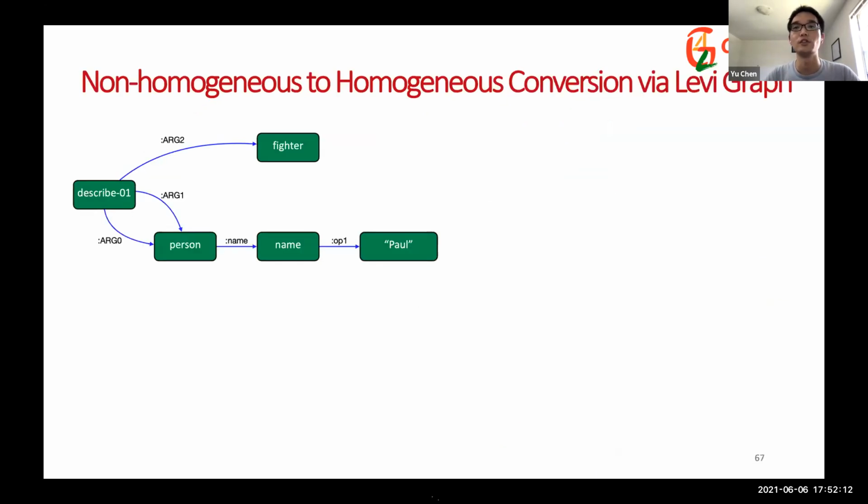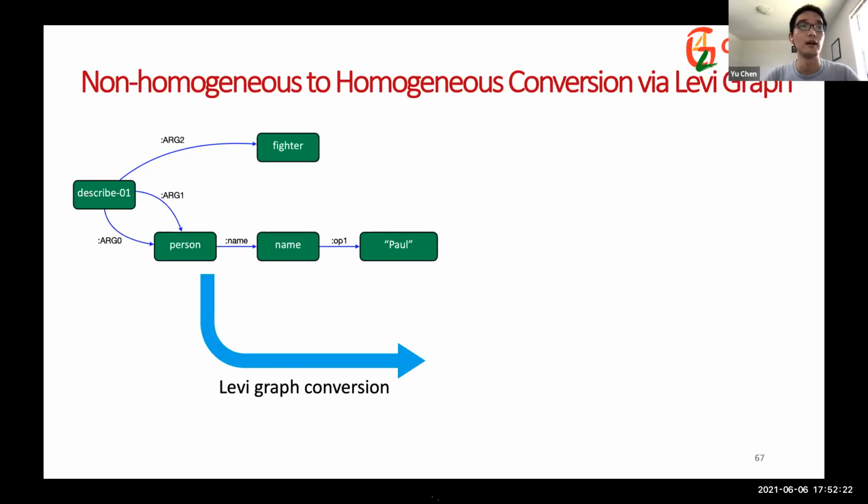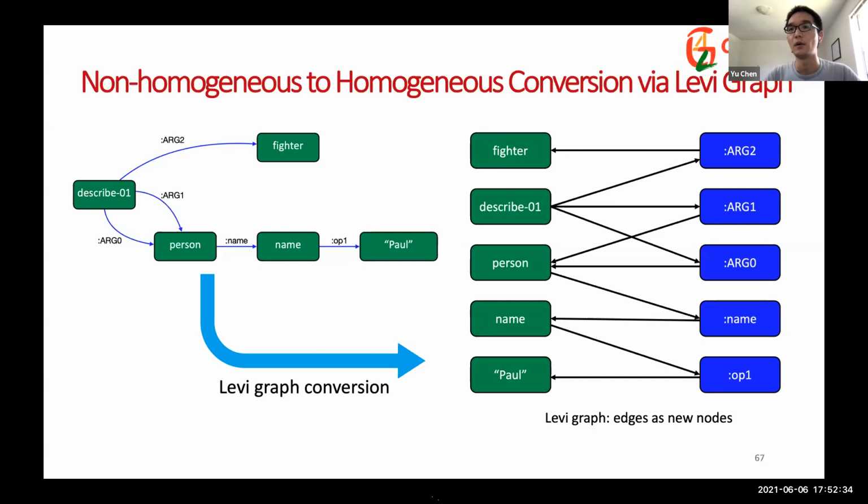Given a non-homogeneous graph which contains various edge types, we can leverage Levi graph conversion to convert it into a homogeneous graph. Then we can simply apply homogeneous GNNs to the resulting graph. The key idea here is to regard each edge in the original graph as a new node, and then connect the original nodes and the new nodes. As a result, we will get a bipartite graph, where there's only a single edge type.